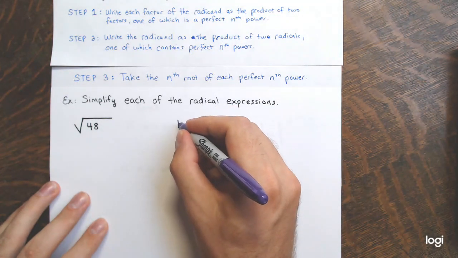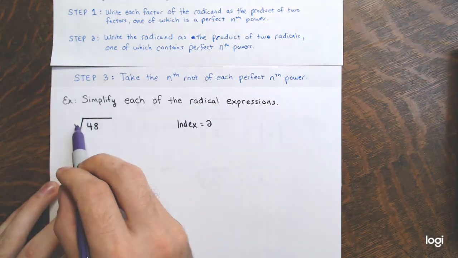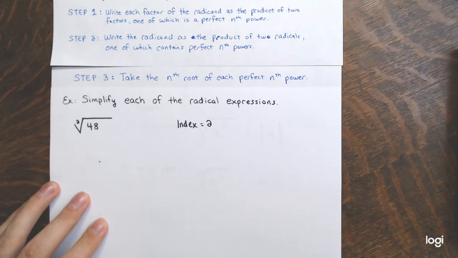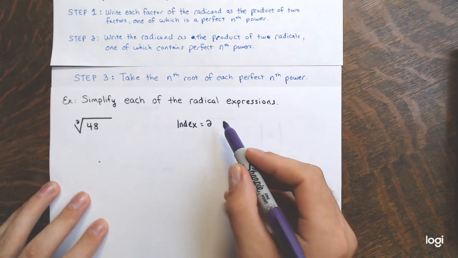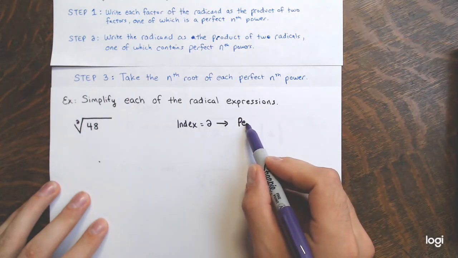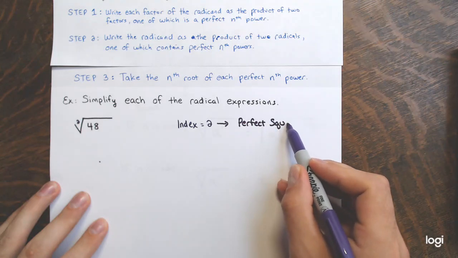Alright, so the index here is 2, right? This is the square root. Remember, technically I can put a 2 here and that wouldn't be wrong, but usually it's not written for square roots. So that means we're looking for perfect squares.